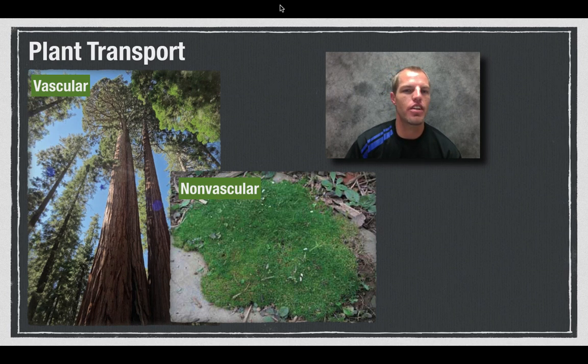Well, to understand this, you've got to understand there are two main types of plants. We have vascular and we have non-vascular. Obviously the vascular plant, like this tree here, grows much larger than this non-vascular plant, and it's because it has these tissues for transporting nutrients. So this large tree can grow large because it has the means to transport, whereas this moss here is going to stay really low to the ground because it doesn't have the means to transport those nutrients.